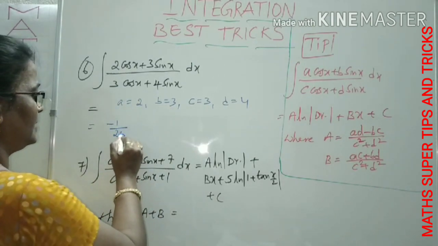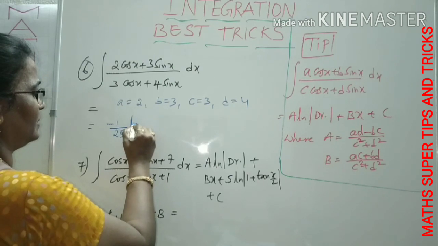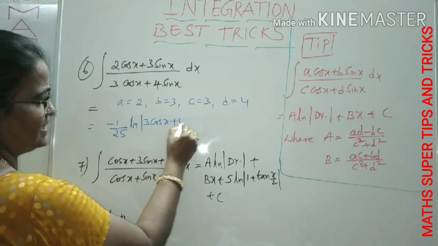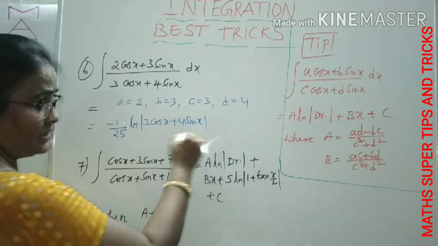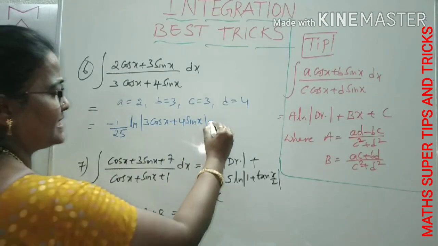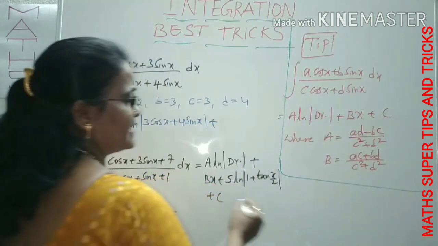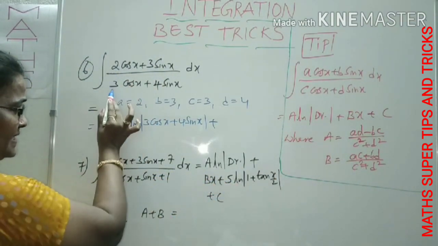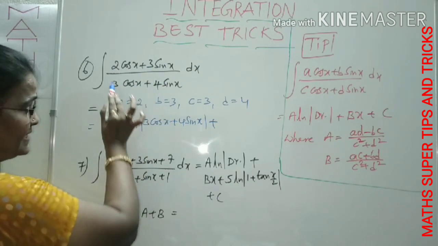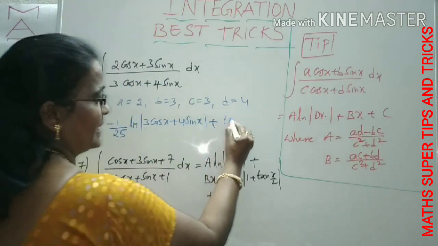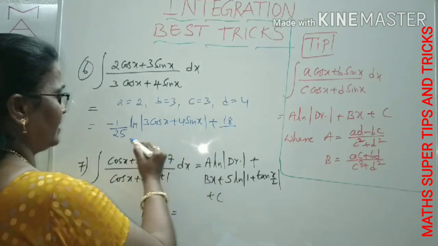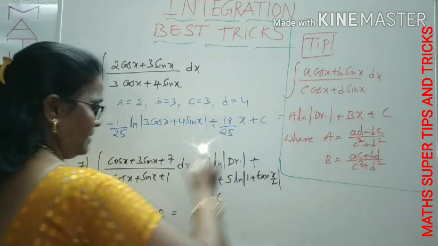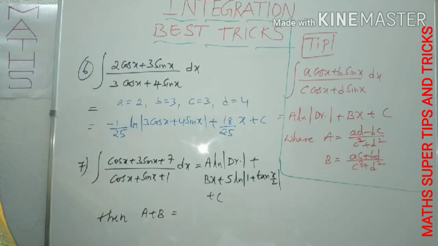Right, into log of the denominator. The denominator is what? 3 cos x plus 4 sin x. Is it clear? Right. Plus, what is the next term? Bx. What is B? AC plus BD by C square plus D square. AC is 2 into 3, 6, plus BD 3 into 4, 12, 6 plus 12 is 18. 18 by C square plus D square, same here, we got 25, with x plus C, that is the integral constant. That's it. Only one step.